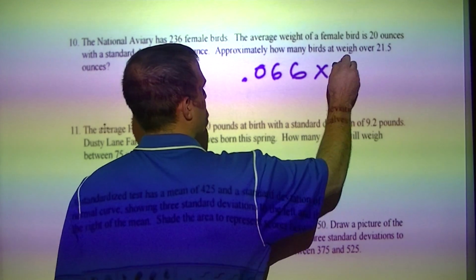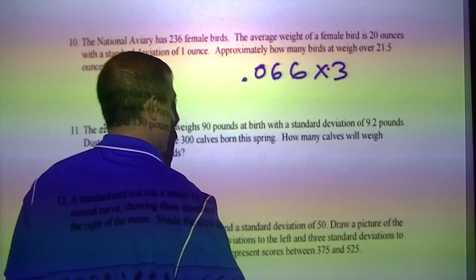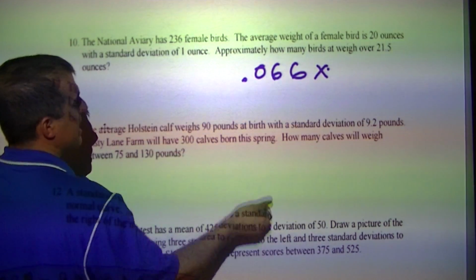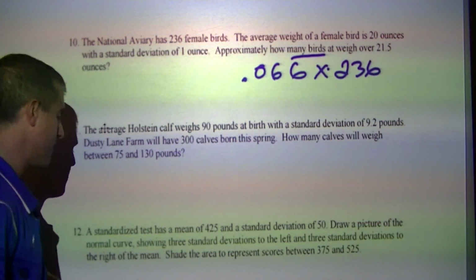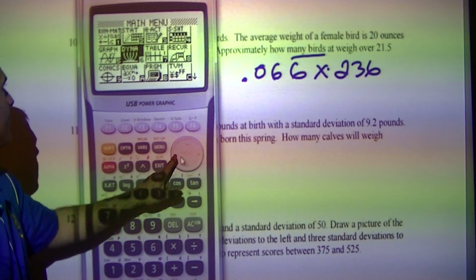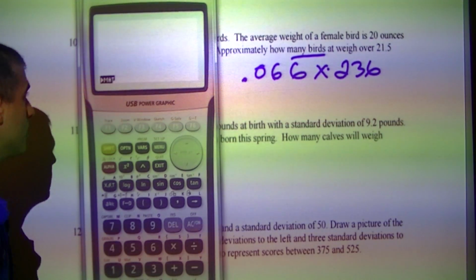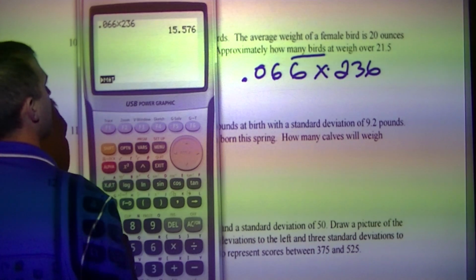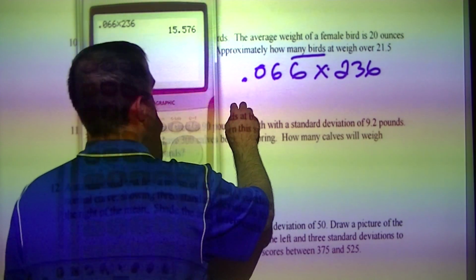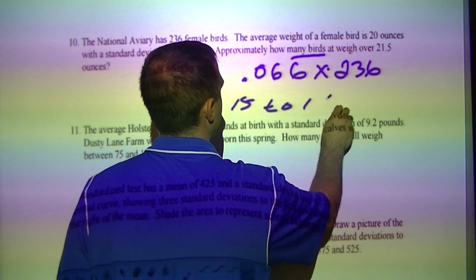I'm going to multiply by the number of birds, okay? Because it says how many birds. So I want to multiply that amount by 236, okay? So I'm going to go over to here, and I'm going to do 0.066 times 236, and it's approximately 15 to 16 birds, somewhere in there, okay?